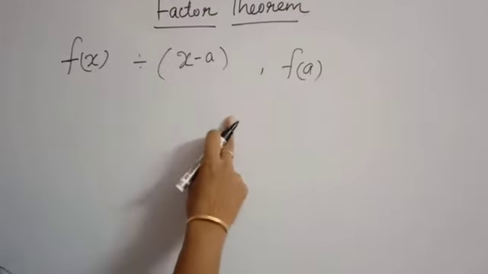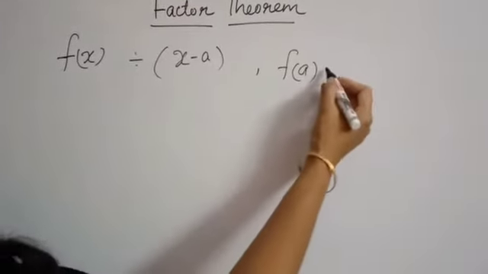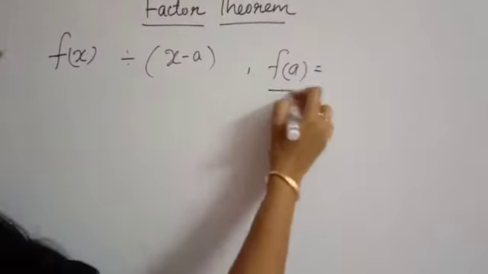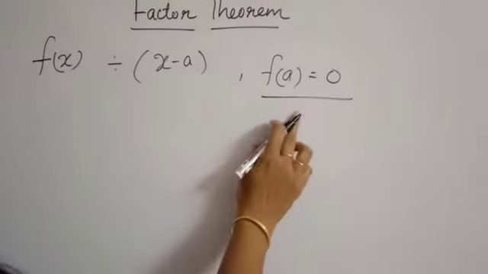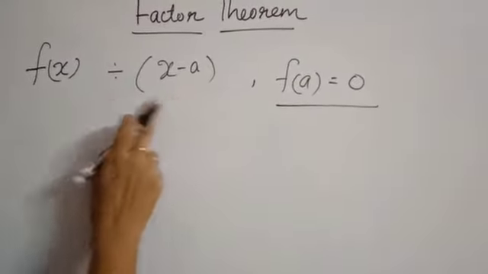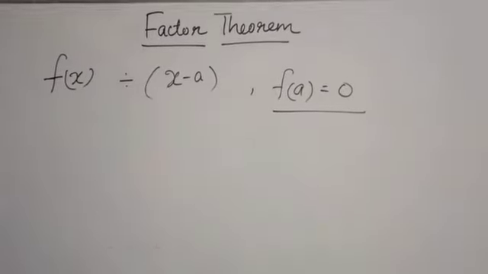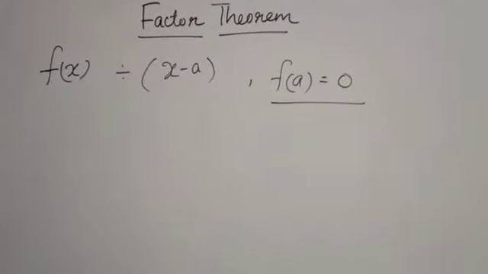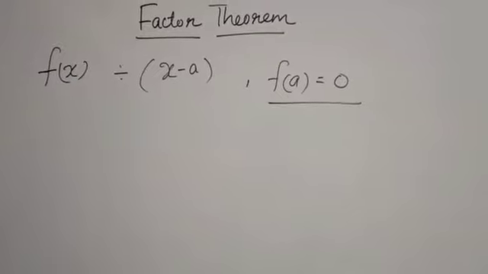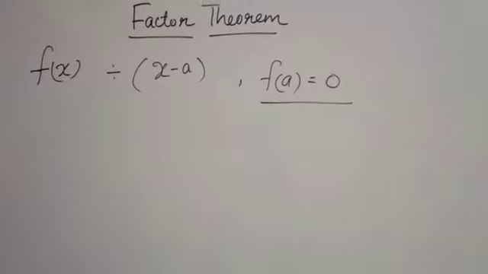So as per the remainder theorem, we are getting f of a as the remainder, and if this remainder is equal to 0, then we can say that x minus a is a factor of f of x. By using this factor theorem, we can factorize the polynomial completely. Let's consider some of the examples.